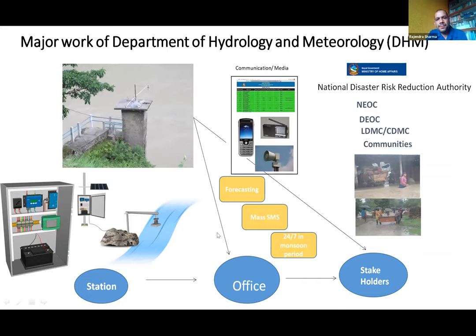And in the office, what we do is we forecast, and we give mass SMS to the people if the warning level or danger level of a particular river has been reached. We give mass SMS in the monsoon period. In 4 months in the year, we sit 24/7 to disseminate the information. And also we work at the stakeholder level.